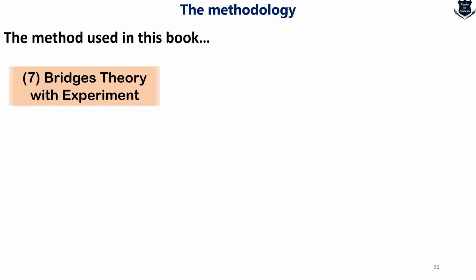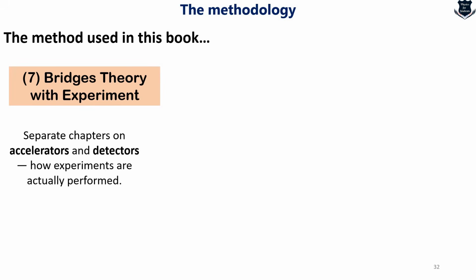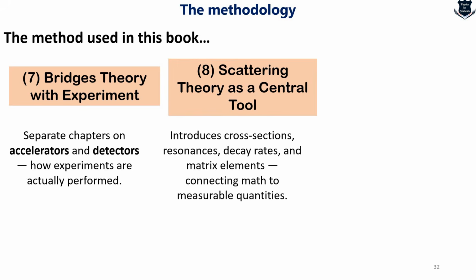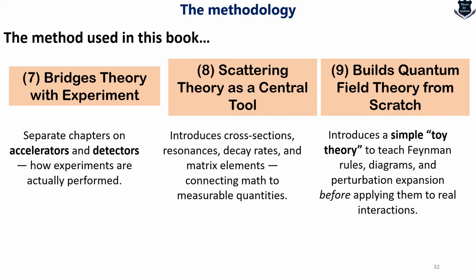We started with theory, and then once we connected theory with the experiment, separate chapters are dedicated to accelerators and detectors, and then the scattering theory, which is a very, very important and central tool which introduces cross sections, etc. And then it builds field theory from scratch, which is called the toy theory, and it goes further and further on. So this actually is the methodology, the way the book has been arranged, the way your understanding of particle physics slowly builds on.